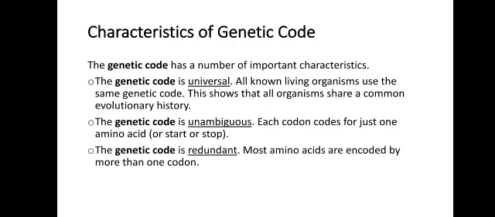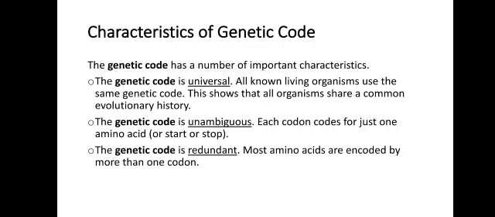Second one, the genetic code is unambiguous. Each codon codes for just one amino acid. When we say ambiguous, it means more than one, but non-ambiguous means only one. So for example, the codon CCU only encodes for proline. The AUG only encodes for methionine, or Met, the start codon.